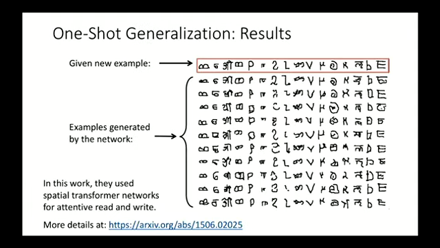So this is the new example that was given, and the network generated multiple samples of the same example. And here, referring back to the question, they use spatial transformer networks for attention, while previously we were using Gaussian filters. But I think this works better. That's it. So it brings us to the summary.